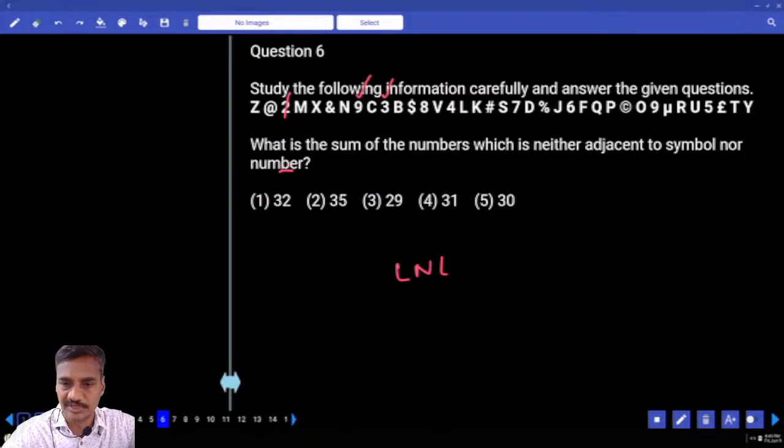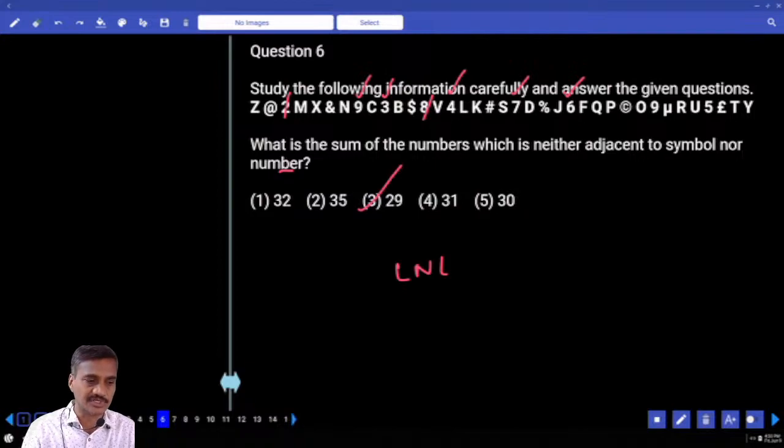3 is again in between two different letters. 8 cannot be taken. 4 is in between two different letters. 7 is in between two different letters. 6 is in between two different letters. 9 that is ruled out. 5 is ruled out. Then the sum of this: 9 plus 3, 12 plus 4, 16 plus 7, 23 plus 6, 29, choice. Done. And question number 6 it is choice 9.